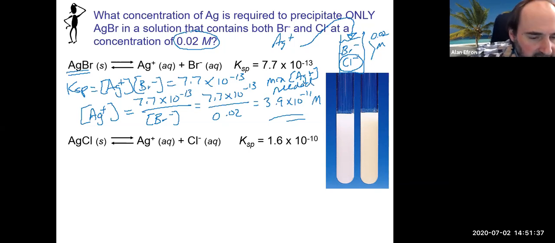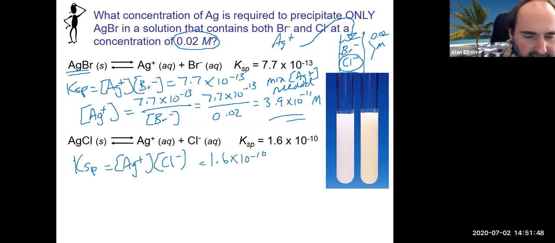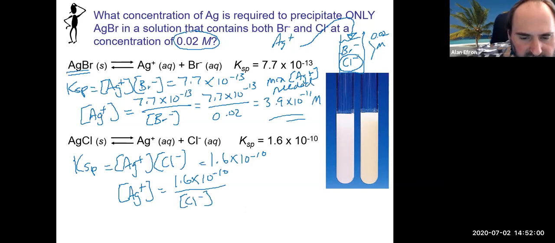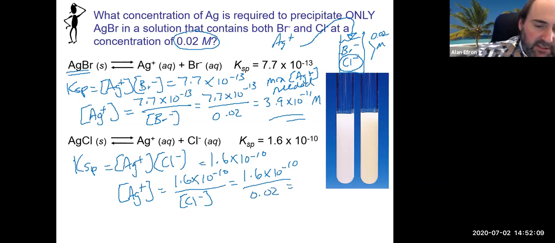We could do the same calculation for silver chloride using our KSP expression. Again, solving for the silver ion, we take our KSP divided by our chloride concentration, which would be 1.6 times 10 to the minus 10 divided by 0.02. Again, they both have the same concentration, those ions. And if we do that, we end up with 8 times 10 to the minus 9.